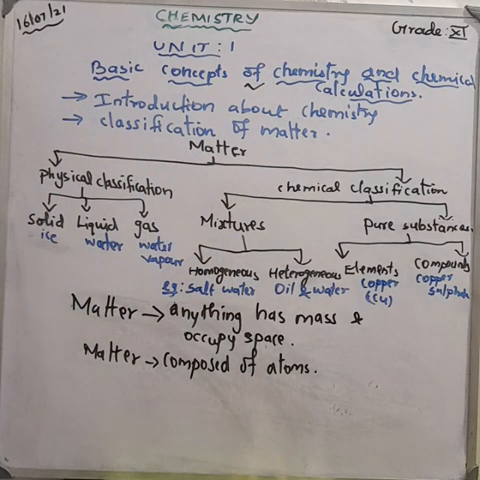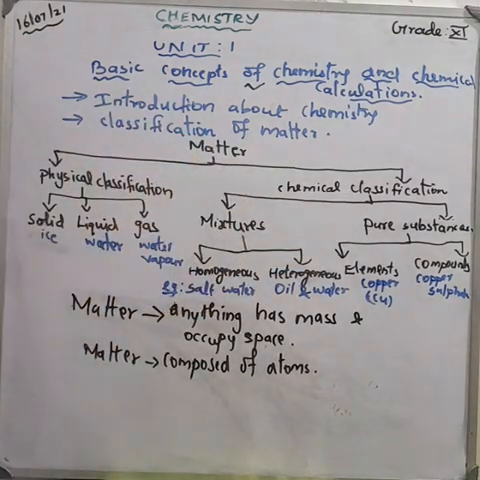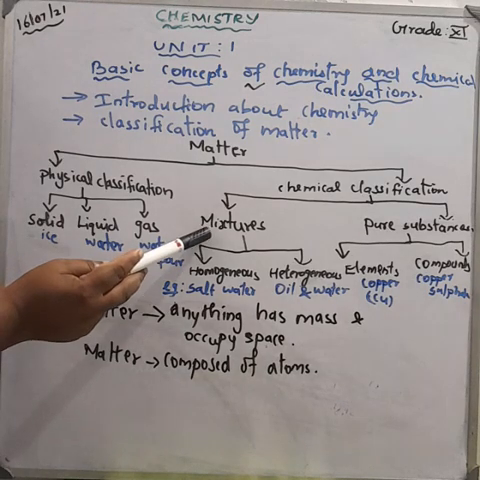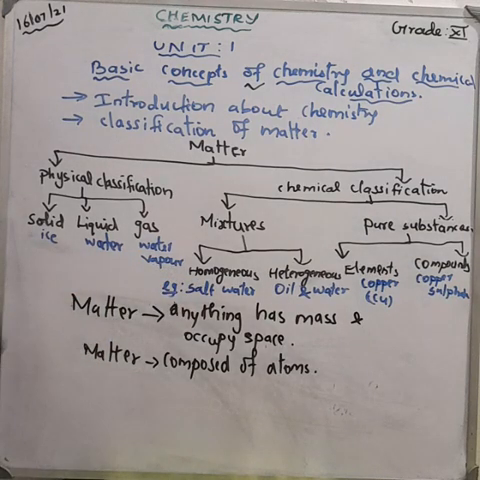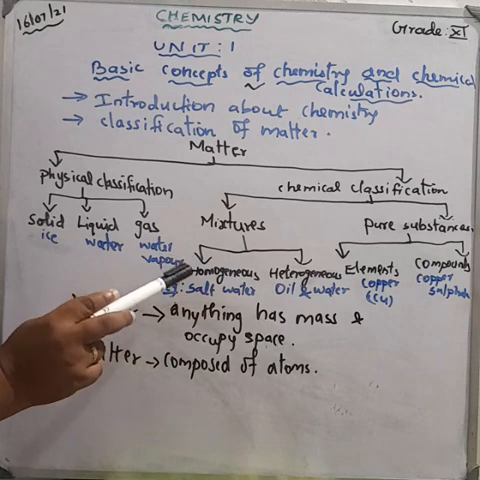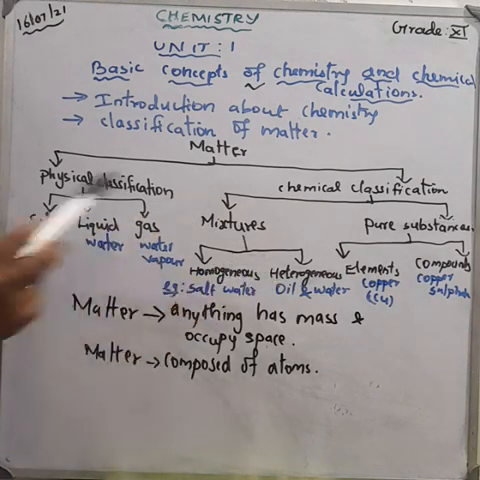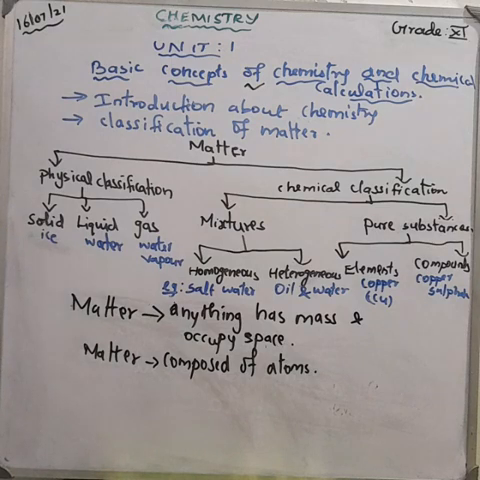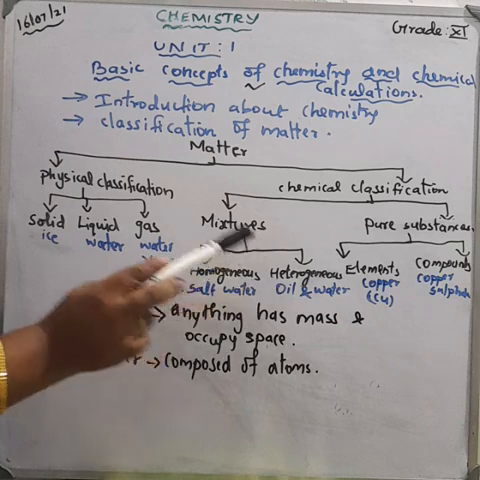As per the chemical classification, matter can be classified as two types. What are the two types? Mixtures and pure substances. Okay, so mixtures again can be classified as two types. What are the two types of mixtures? Homogeneous mixture and heterogeneous mixture.